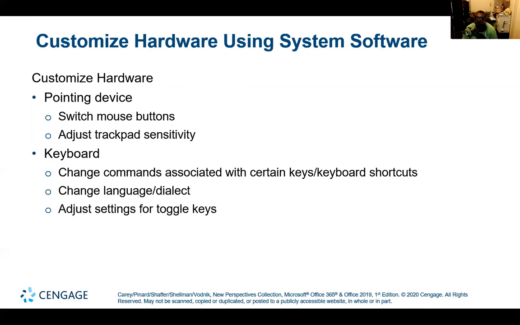Now, if you want to customize your hardware, that's a little different. For devices such as your mouse and trackpad, you can adjust the sensitivity. As you move the mouse across the screen, it will move either faster or slower depending on how you like the mouse to move. And you can also turn on something they call pointer trails. It shows the tracking of where the mouse is moving from and going to.